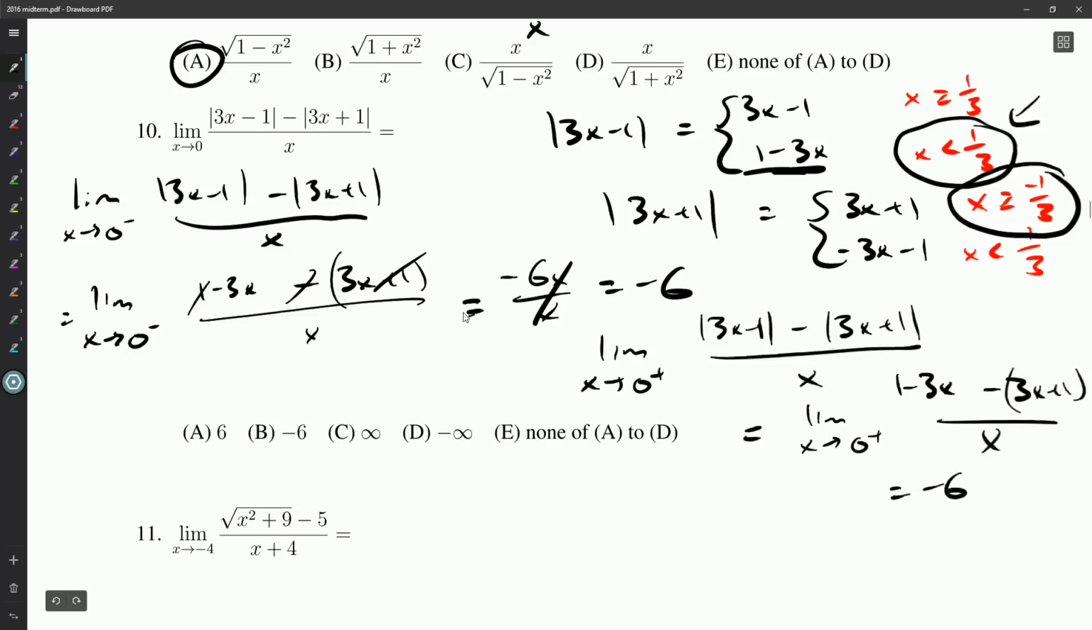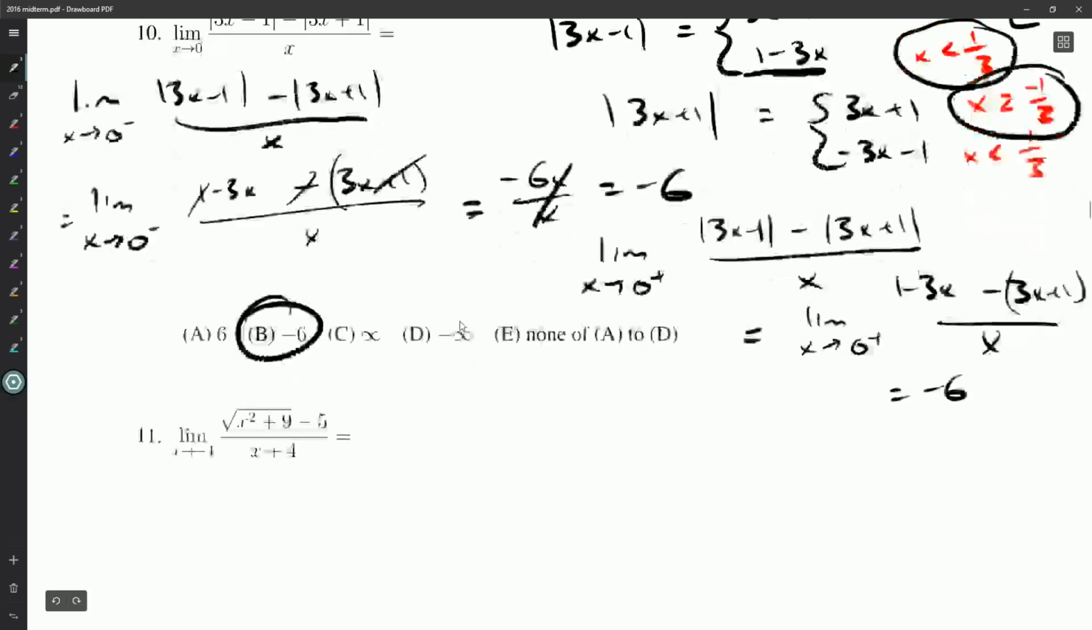And we end up with negative 6 again. So, yeah, B is our answer. Nothing more to it than that.